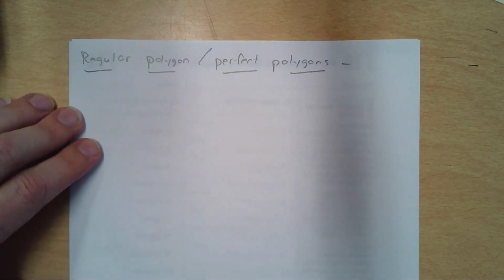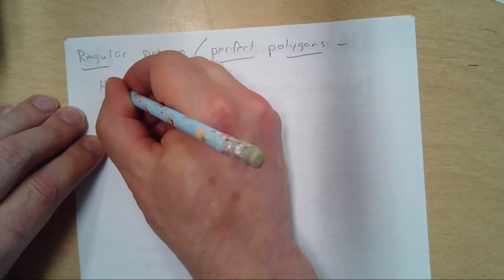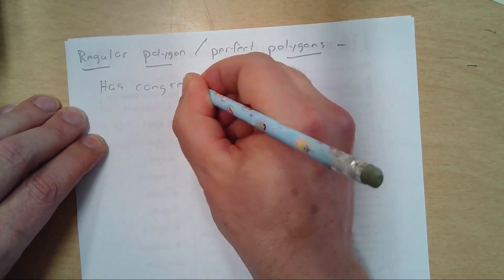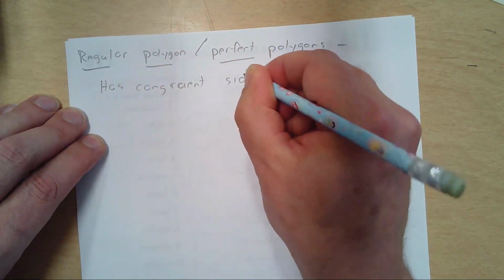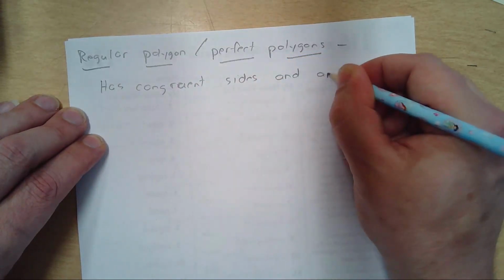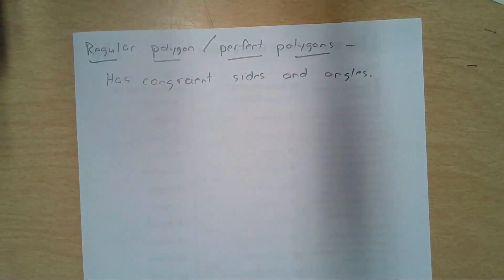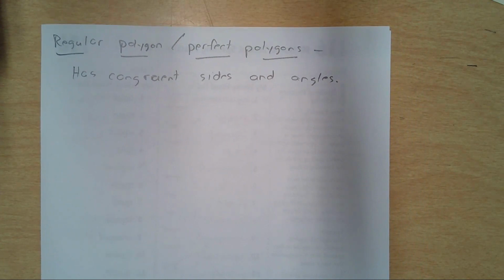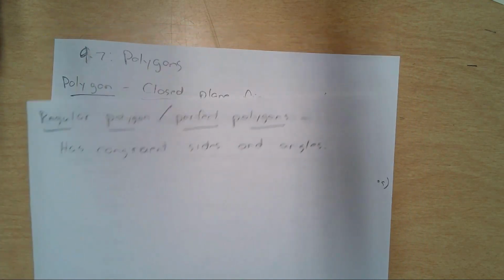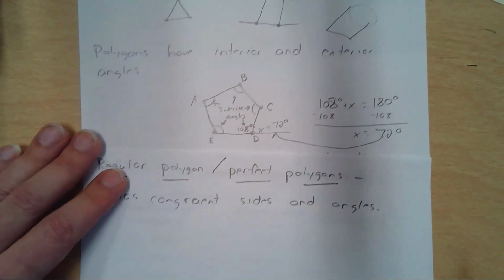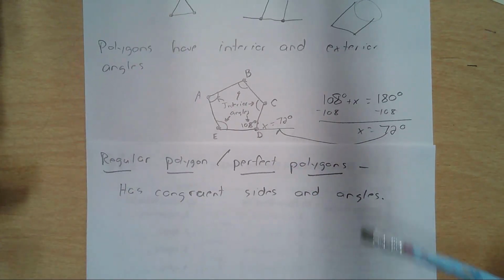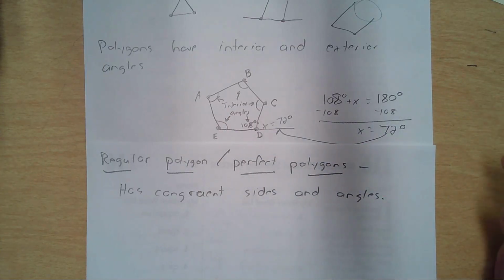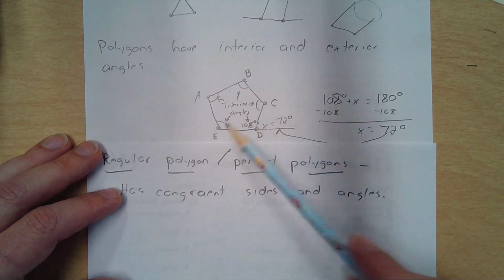So a regular polygon or a perfect polygon has congruent sides and angles, period, end of discussion. So if, like what I just tried to reference here, and again, I may not have done a great art job here, this would be by definition a regular polygon because all 5 sides are marked as congruent.